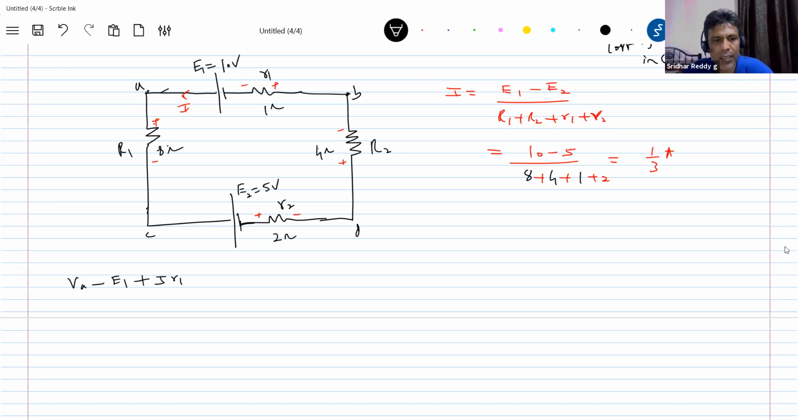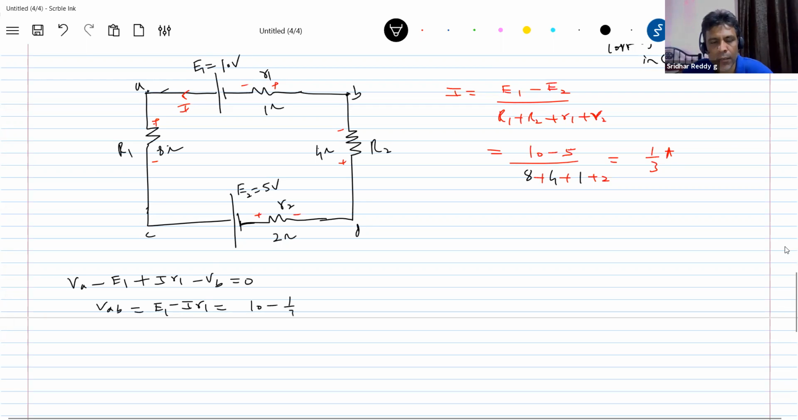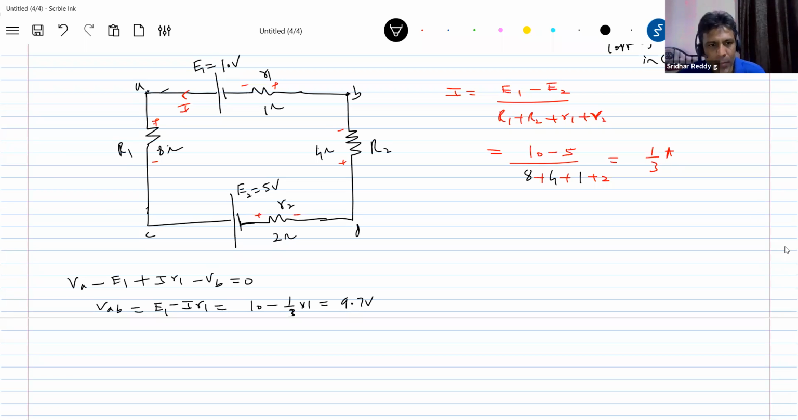So VA minus E1 minus I r1 minus VB equal to 0. Let's calculate VAB: E1 minus I r1. E1 is how much? 10 minus 1 by 3 into 1, so about 9.7 volt. Look at this one. The terminal voltage is less than the applied EMF.